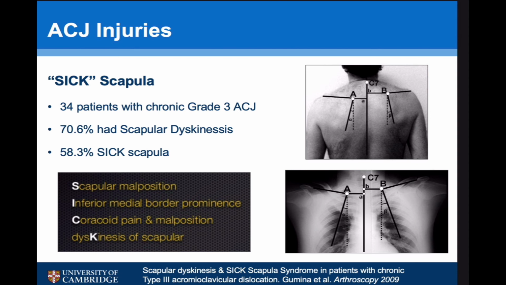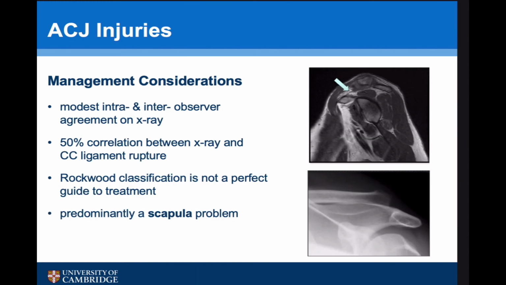They've got coracoid pain and malposition with dyskinesia of the scapula, which is an uncomfortable condition. In this study, they looked at 34 patients with chronic grade 3 AC joint injuries, and they found that 70% of those patients had scapular dyskinesia, and 58.3% had a sick scapula, and this was actually the discomfort they were complaining of. They didn't have particular problems at the AC joint itself. When treating AC joint injuries, it's important to take these factors into account.